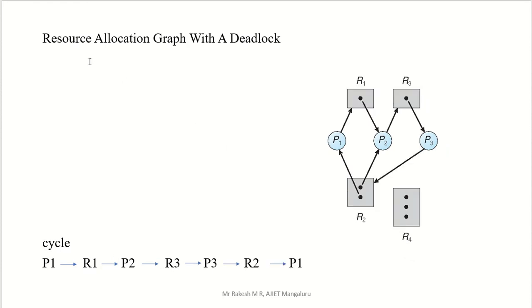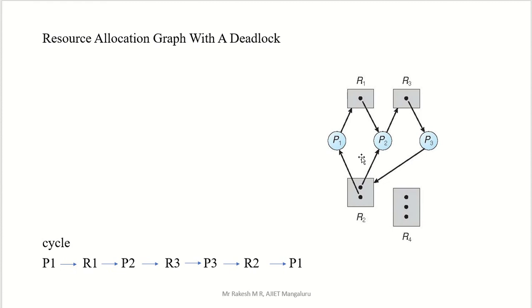We will see another one, resource allocation graph with a deadlock. Here deadlock is there. How? This is the same diagram as the previous one, but here we have one extra line. See, P1 is requesting R1, R1 is allocated to P2, P2 is requesting R3, R3 is allocated to P3, P3 is requesting R2, R2 again allocated to P1. See, here we have a cycle.